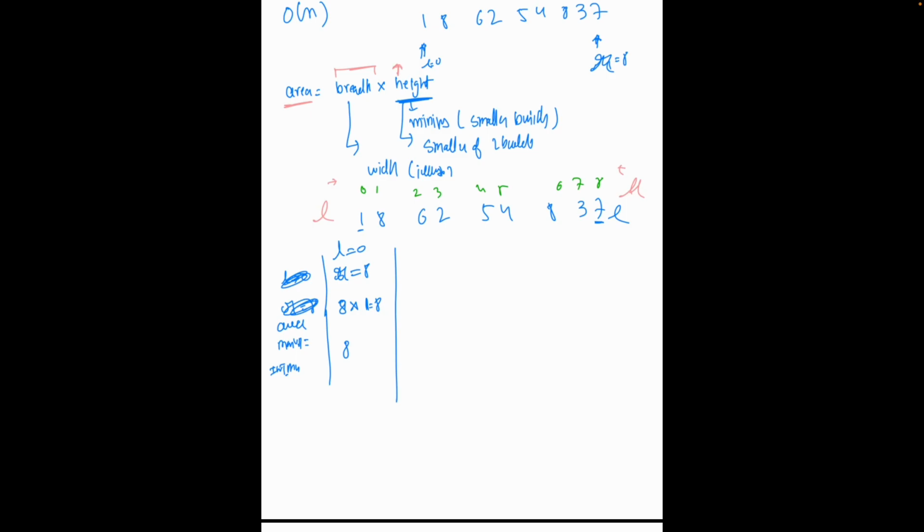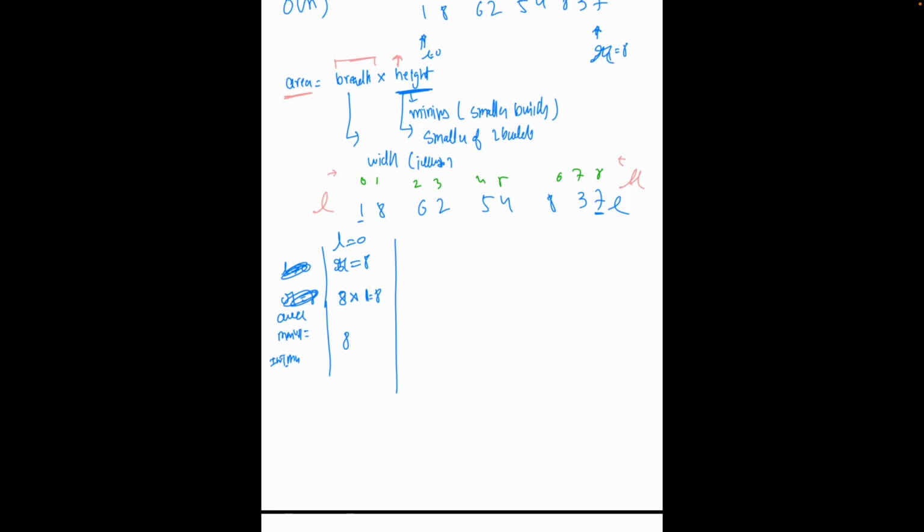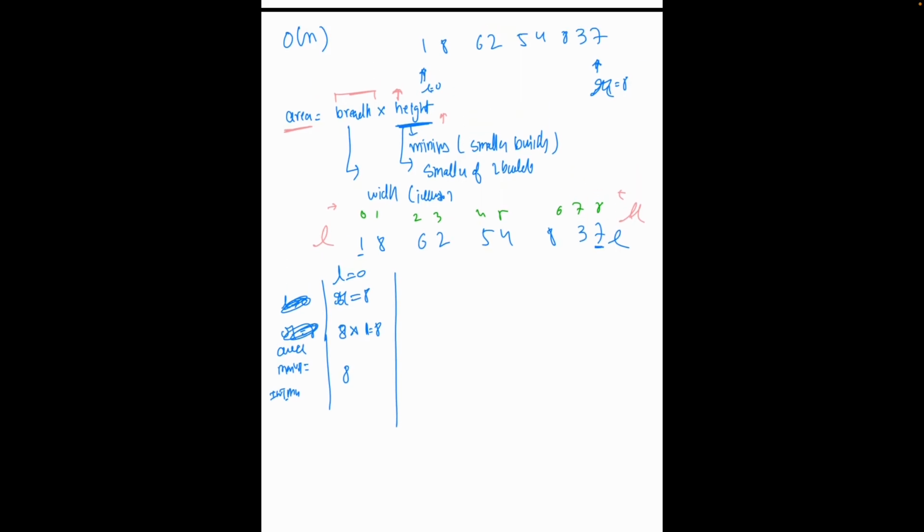And in order to increase this, we need to move the index of the smaller building forward, because that way we can maximize the height. It doesn't matter what comes on the right side here, the smaller building will always minimize the height.